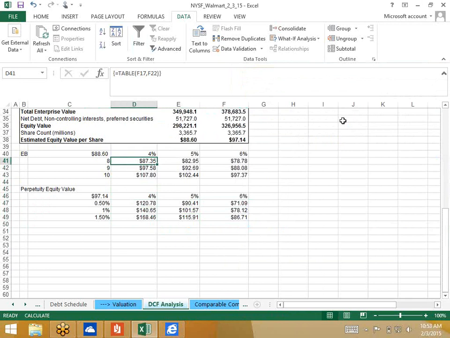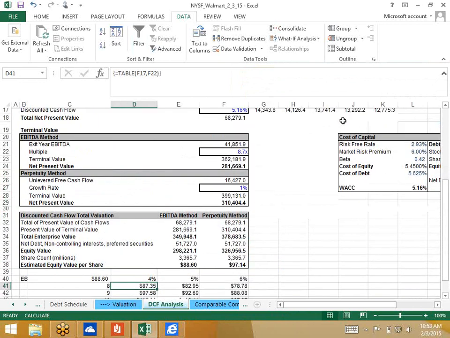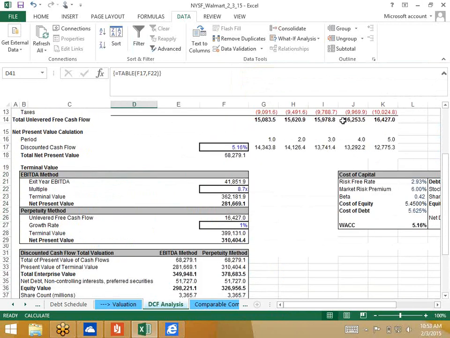So the real important takeaway is to understand how the DCF comes together, to understand the two methods, the meaning of the two methods. A lot of interview questions are based on the meaning of the two methods, the interpretation of the two methods, and the WACC. What does the WACC mean? How does the WACC apply?